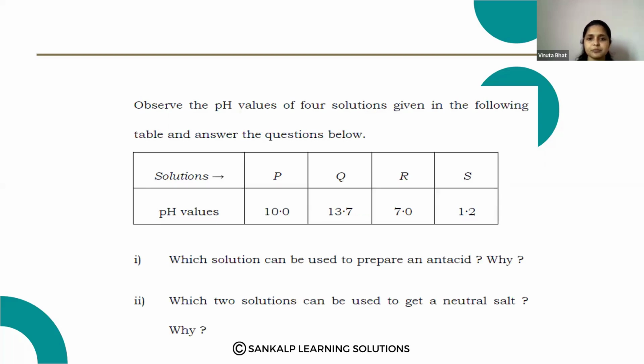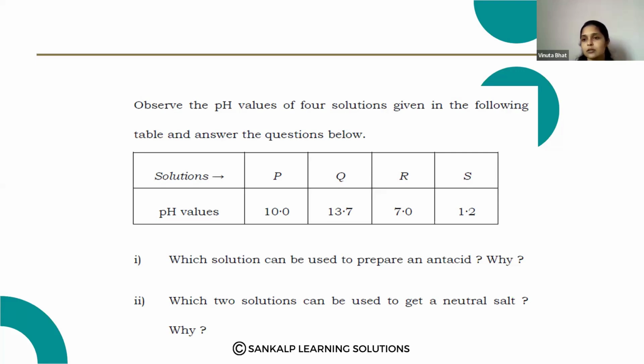Next question. Observe the pH values of 4 solutions given in the below table. Solutions P, Q, R, S have pH values 10, 13.7, 7.0, 1.2. Which solution can be used to prepare an antacid? Why? Which two solutions can be used to get a neutral salt? Why?